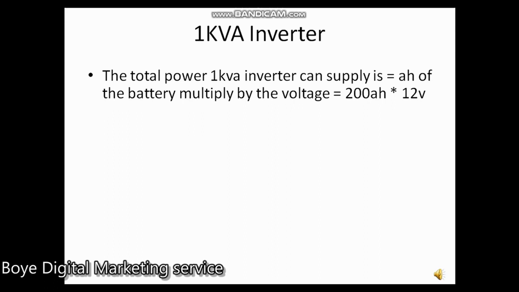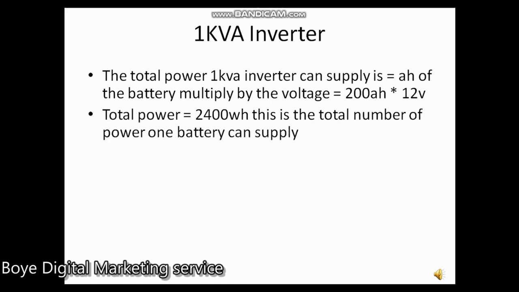Now, to know the total power you can draw from the battery, the total power a 1 kVA inverter can supply is equal to the amp hour of the battery multiplied by its voltage. The amp hour is 200 amp hour and the voltage is 12 volts. It will give you the total power of the battery, which is 2400 watt hour. This is the amount of power one 200 amp hour battery can supply.